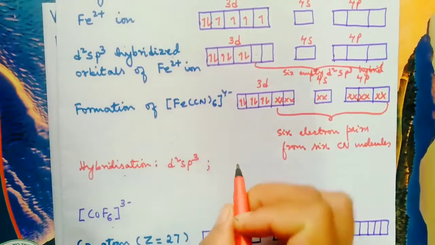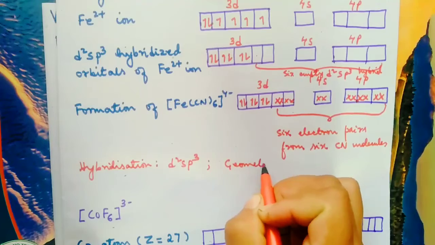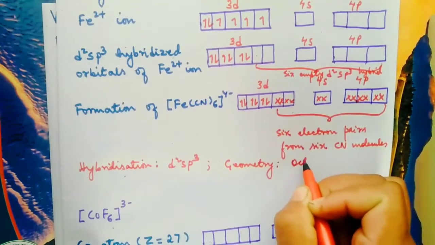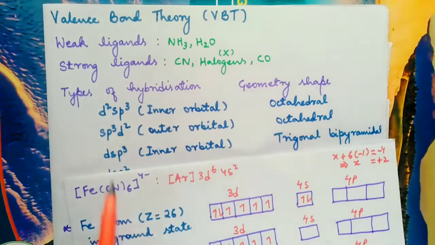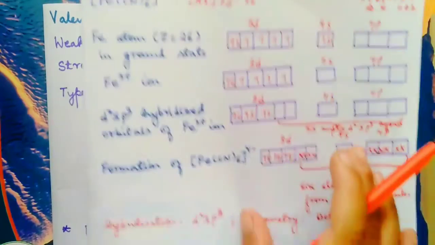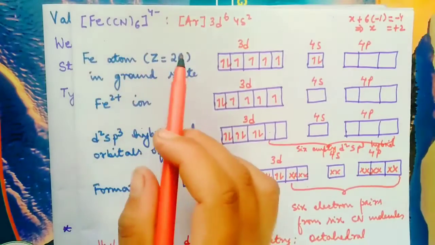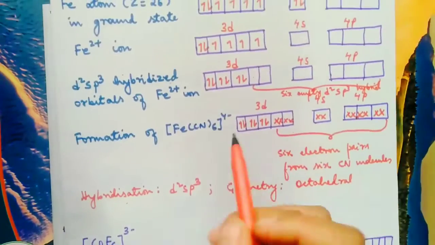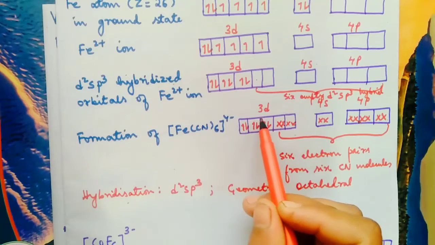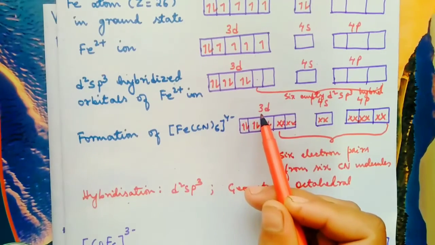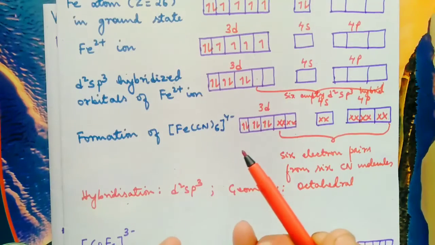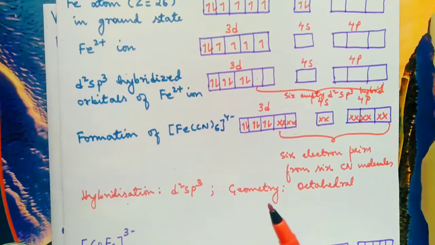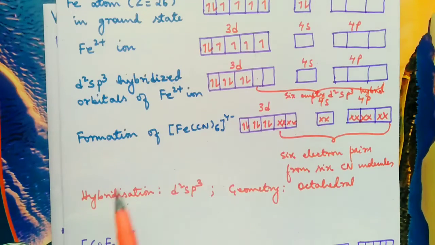If the hybridization is d2sp3, what is the geometry shape of the complex? It is octahedral. So this one is an inner orbital complex. Why? Because it's the d orbital of the inner shell, not the outermost shell, that is involved in the hybridization. That's why it is an example of an inner orbital complex.